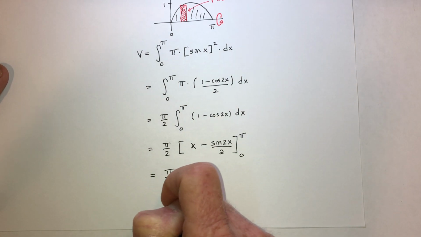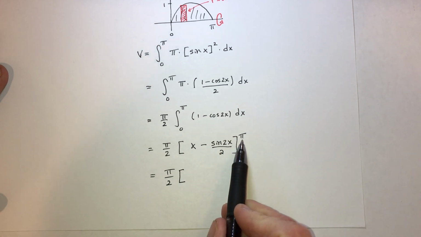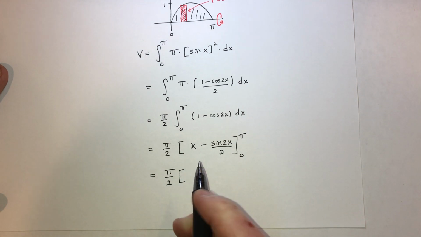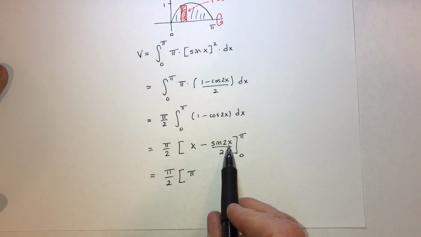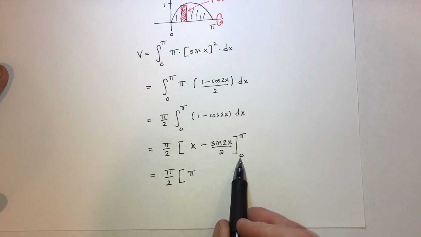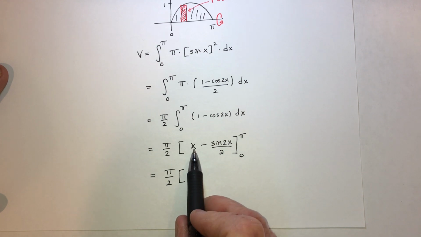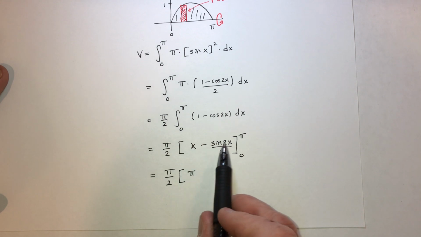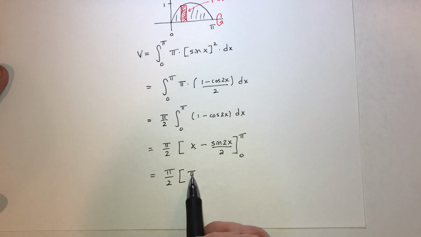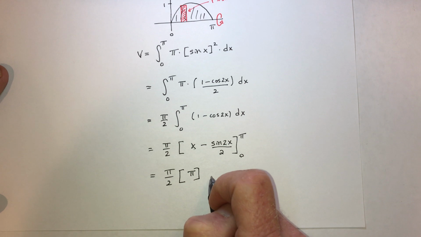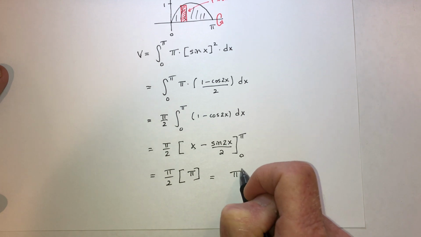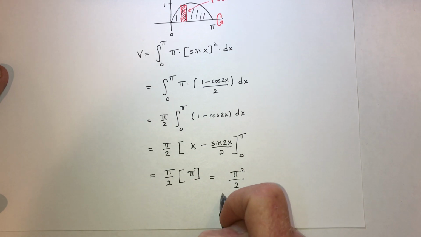So then we would have pi over 2, and then substitute the pi, so x is going to become pi. When you substitute pi in here, sine of 2 pi is 0, so that is gone. And when you put the 0 in here, that's 0, so that contributes nothing. Also, this would become sine of 0, so that contributes nothing. So the only thing left is that first pi that gets multiplied with pi over 2. So the final answer is pi squared over 2.